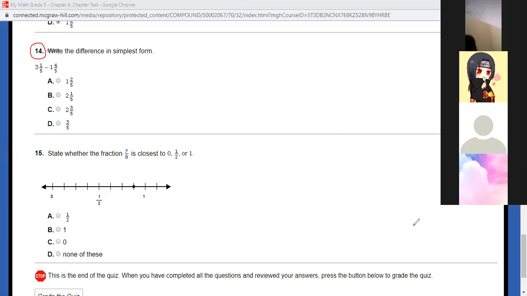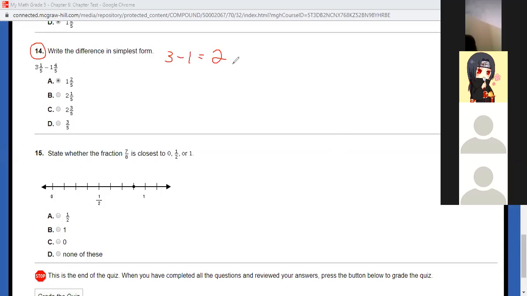I think A. You think A? All right, let's test it out. Okay, we have 3 minus 1. Right now, that equals 2. But pay close attention.